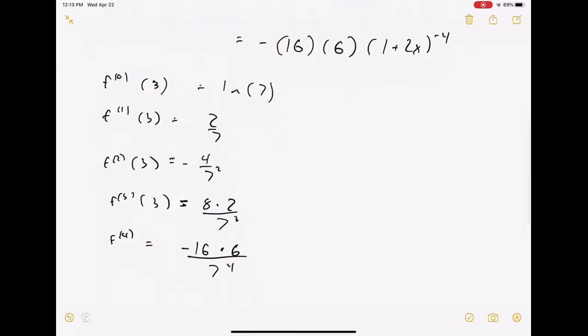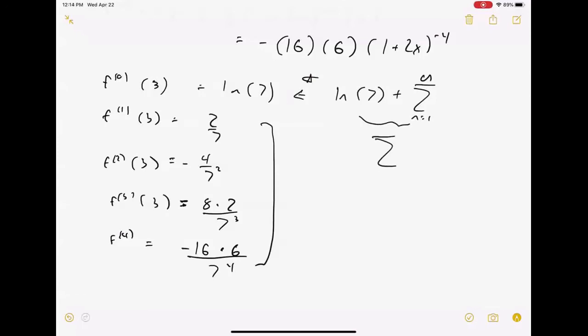Now let's try and spot a pattern in our derivatives. Well, ln of 7 is not going to fit with anything over here. This is a common thing with a Taylor series for ln: I'll strip off the first term and write ln of 7 plus the rest of the series starting at 1. Instead of trying to write the whole thing as a series starting at 0, I'll put this first term off to the side, and then everything else is going to obey the pattern. So what's the pattern on these terms?